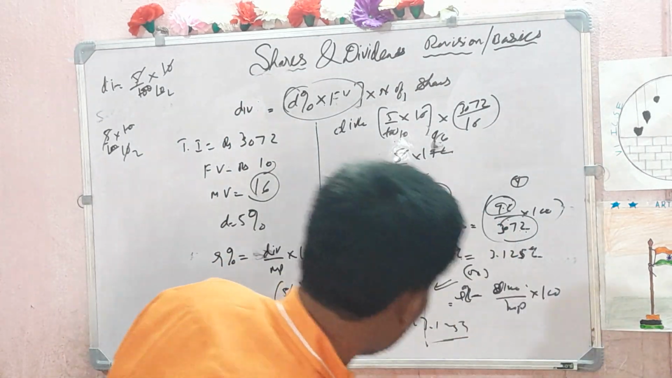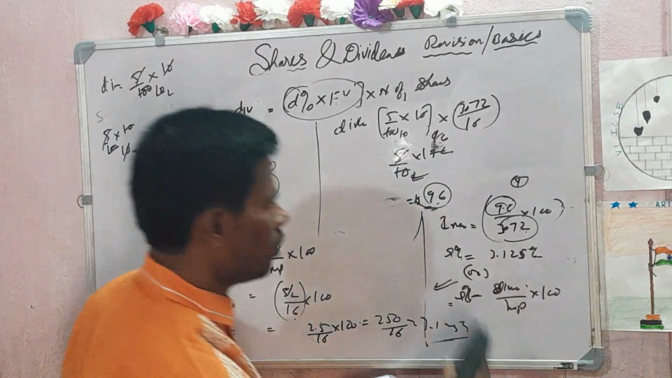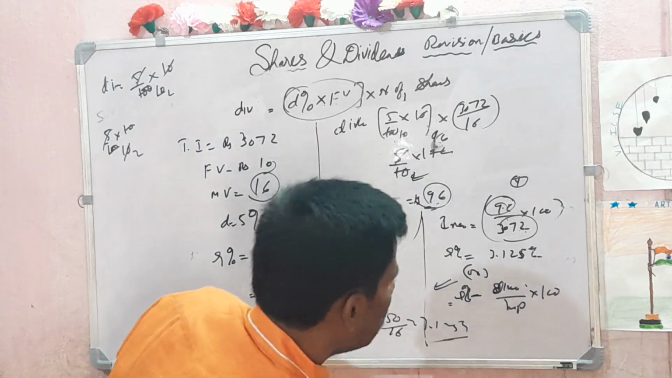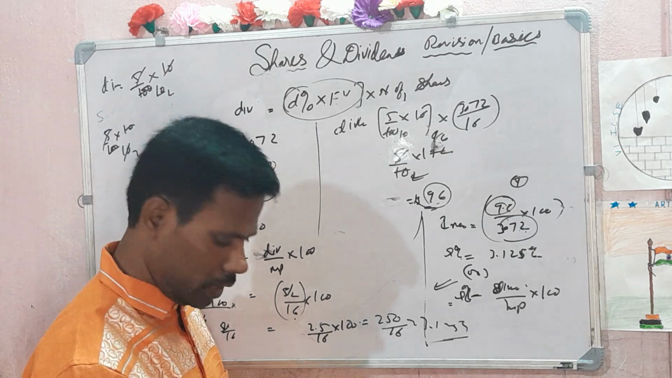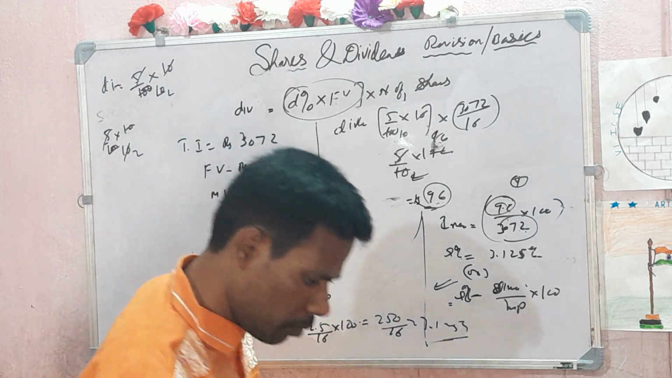So here I told you this can be done by a different method also. That is, we got 3.125%. This can be done by a different method also, that I will be explaining now.